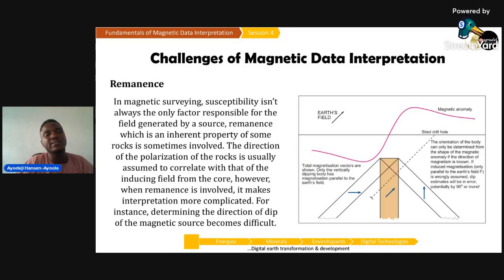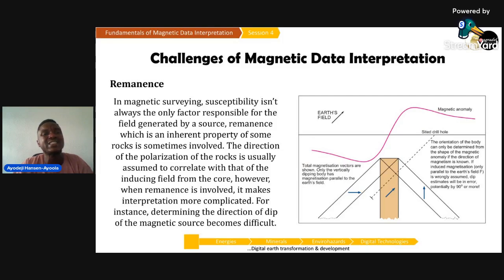All right, going on, remanence has also been spoken about. We know that the operative physical property for the magnetic method is not just susceptibility. Remanence is also sometimes involved. Remanence is the magnetic property that is trapped within a crustal body, perhaps from a prehistoric event. So one has to pay attention to remanence as well.